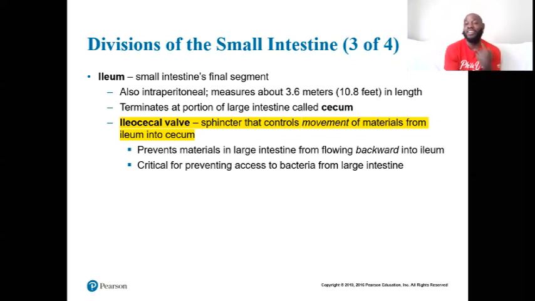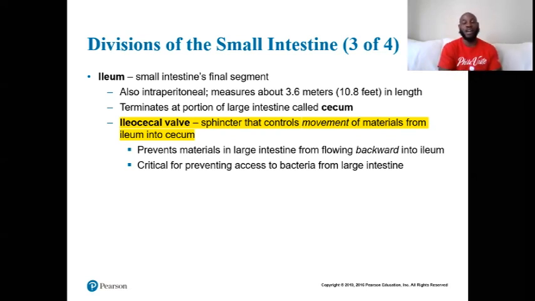So a lot of controls here, from the pharynx to the esophagus, from the esophagus to the stomach, from the stomach to the duodenum to the intestines, and then from the small intestines to the large intestines, from the ileum to the cecum, the ileocecal valve. Controls movement of materials from the ileum into the cecum. All right, prevents materials in large intestines from flowing backwards into the ileum.